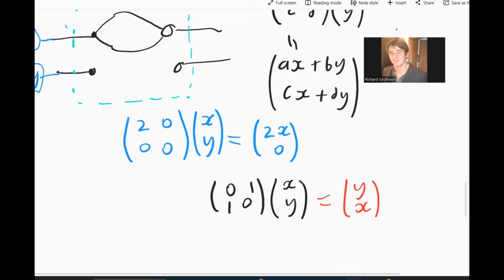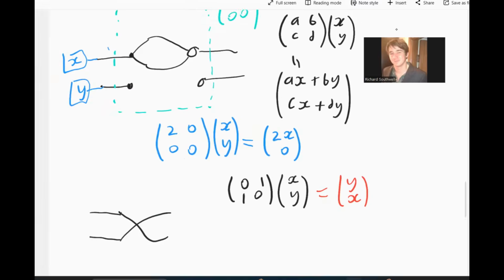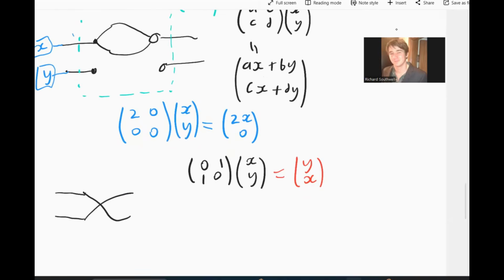So if we want to draw this as a wiring diagram or a string diagram, we want something that's going to switch over, so something like that. So this is what our matrix corresponds to. Now let's consider what happens when we compose. Let's say we want to multiply these two matrices together.